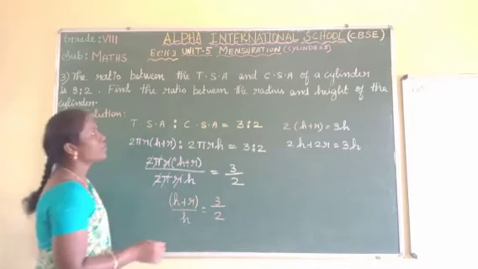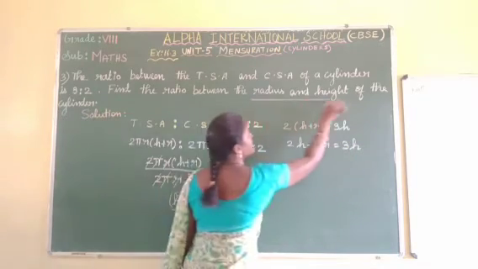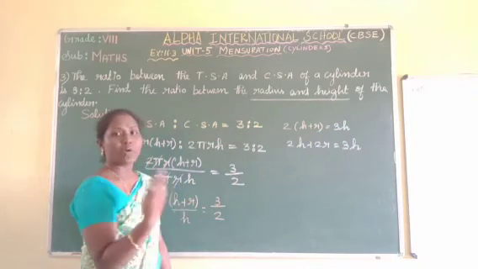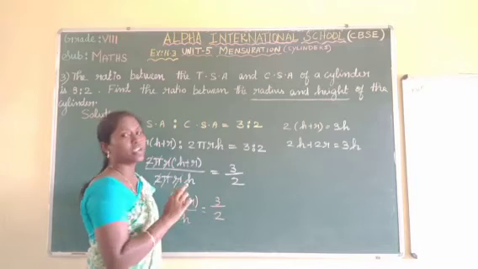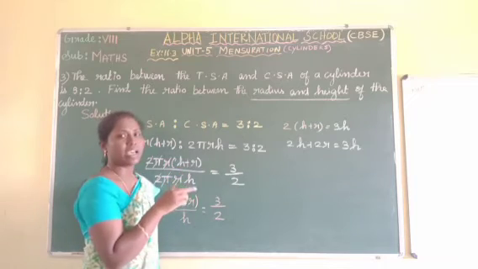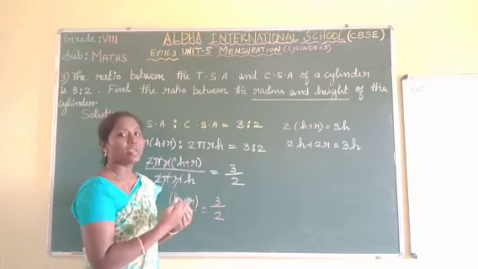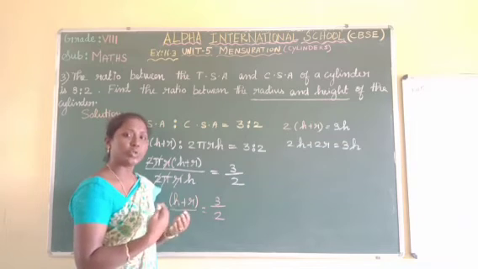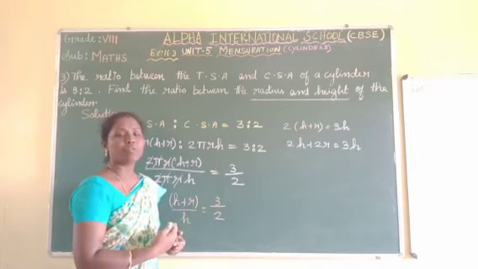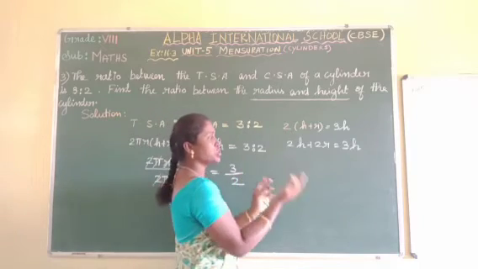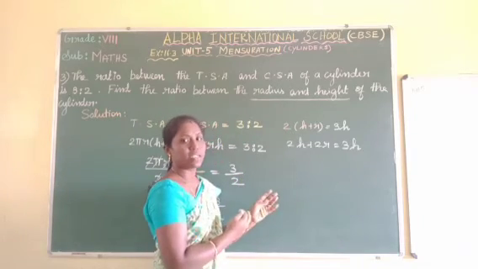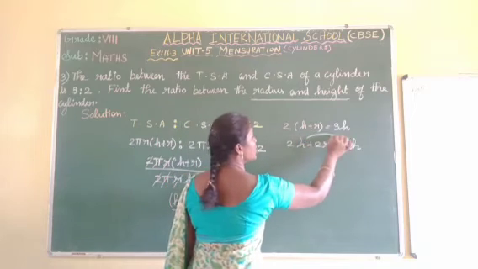Here we have to find the ratio between the radius and height of the cylinder. So we have to get the ratio in the form of r:h. Radius we take as r and height as h. So we have to make the fraction form of r/h. We have to segregate the h to one side of the equation and r to the other side. So take this 2h to here.